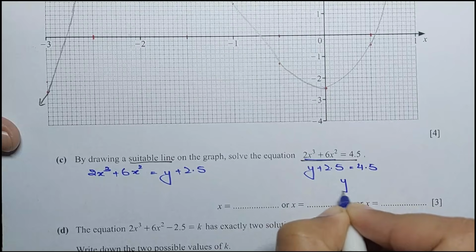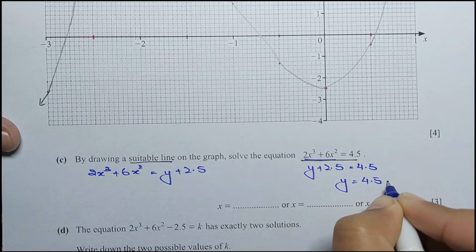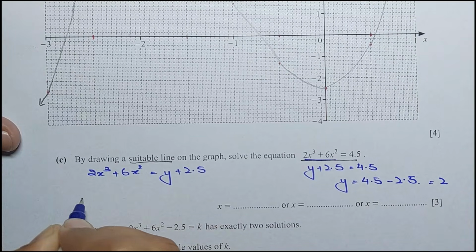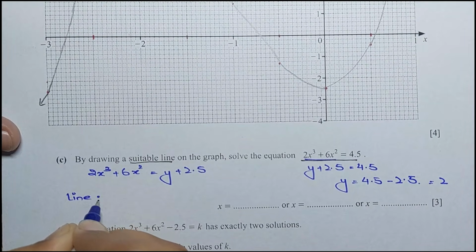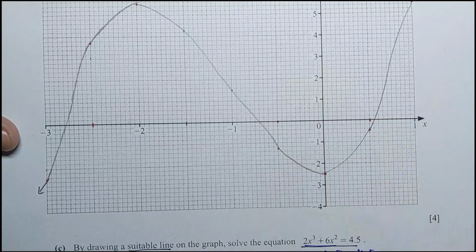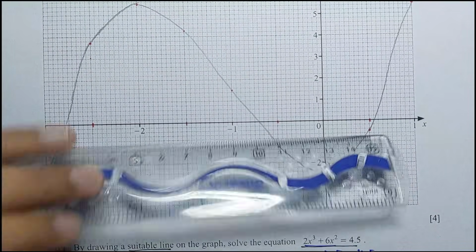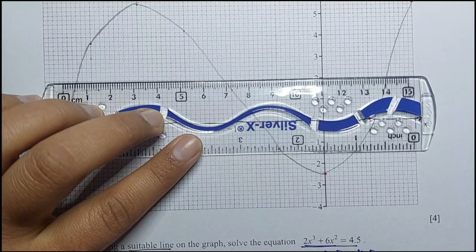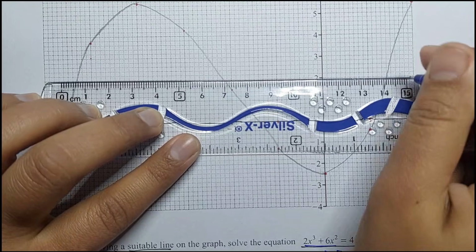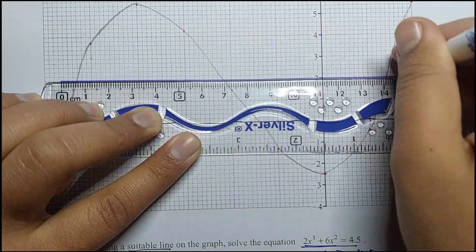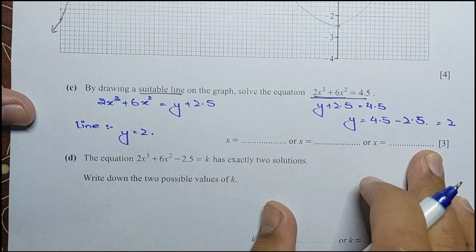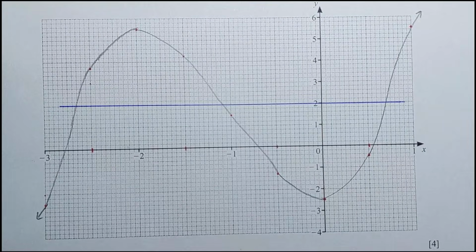So from here y would be equal to 4.5 minus 2.5, and this becomes 2. So the equation of the line which we have to draw is y equals 2. Here is 2, so let's draw this: y equals 2. Okay, that's the straight line. Now we have to solve this equation and find out the solutions as well.